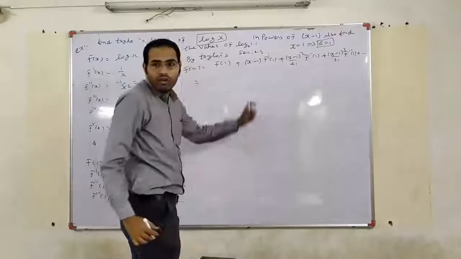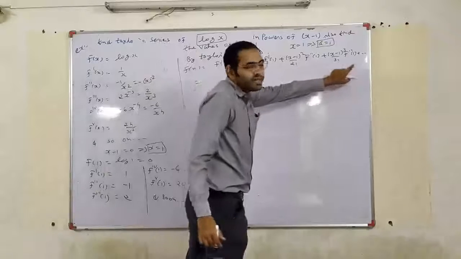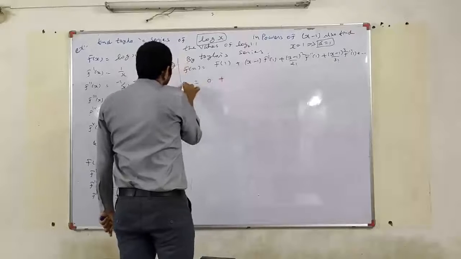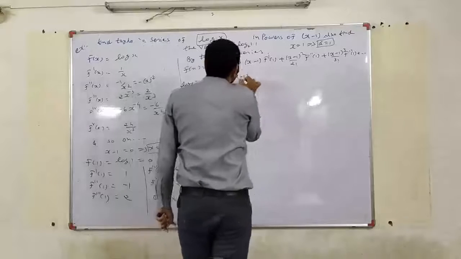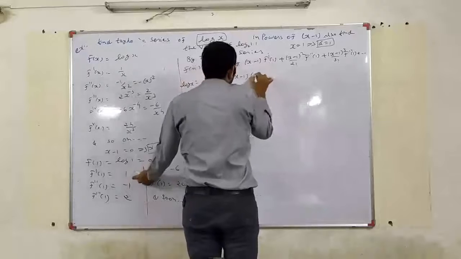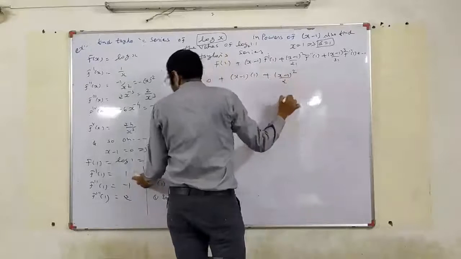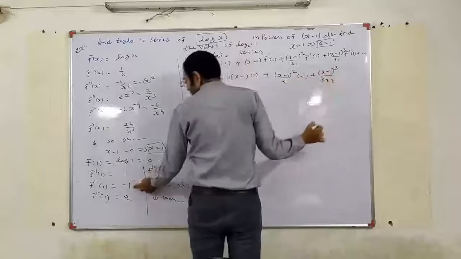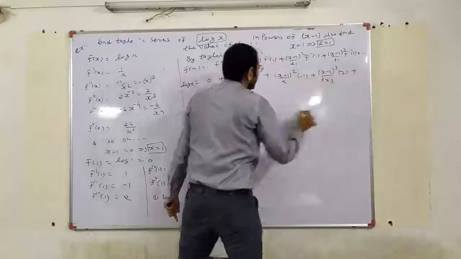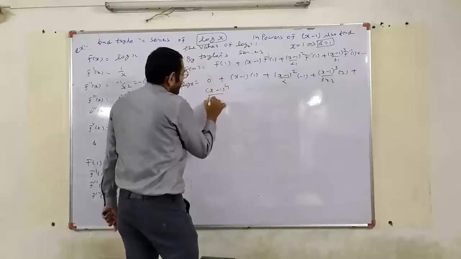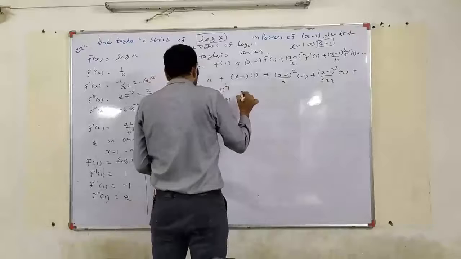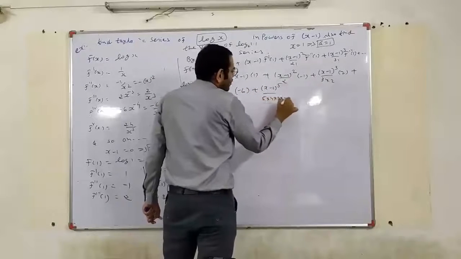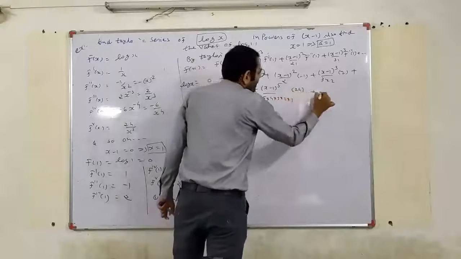Now substitute the values of f of 1, f dash 1, f double dash, f triple dash, and so on. f of 1 is 0, 0 into anything is 0, here log x, then plus x minus 1 times f dash 1, that is 1, plus x minus 1 whole square by 2 factorial, that is 2, into minus 1, plus x minus 1 raised to 3 by 3 factorial, that is 6, into 2, plus x minus 1 raised to 4 by 4 factorial into minus 6, plus x minus 1 raised to 5 by 5 factorial into 24, and so on.